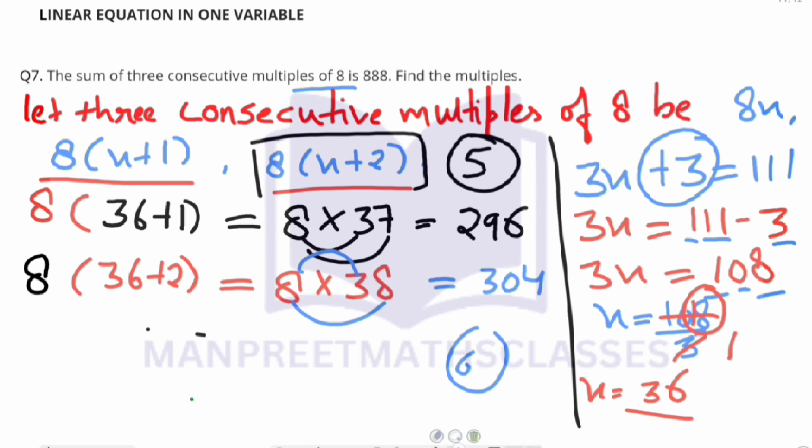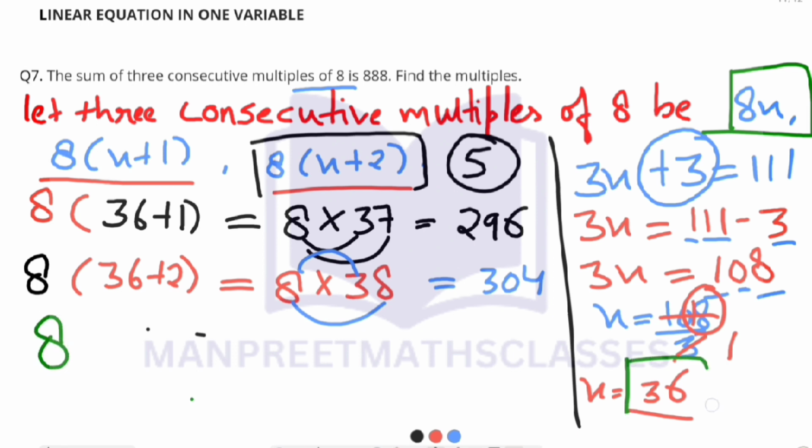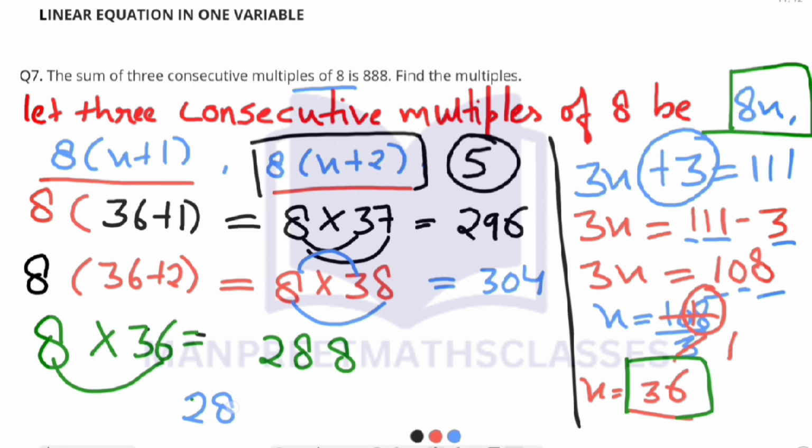So 304. So here we calculated the value of two multiples of 8, but the first number which we suppose was 8x. So we'll find the value of 8x also. 8 into 36. 8 6 is 48, 4 carry, 8 3 is 24, 24 plus 4 28. So here are three consecutive multiples of 8: 288, 296 and 304.